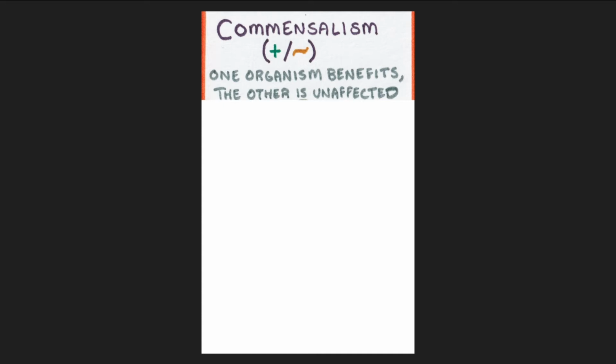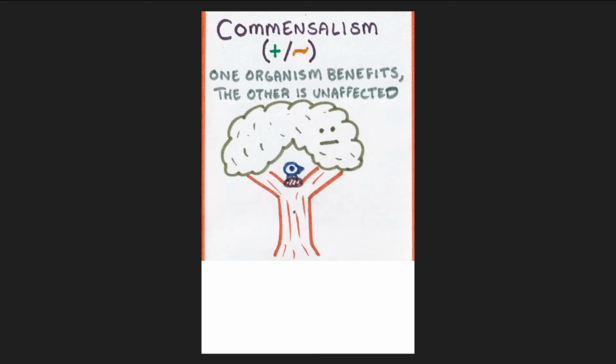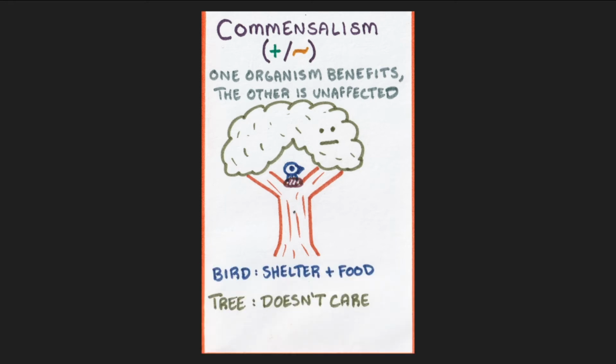So in a commensalistic relationship, one organism gets something really great out of the deal and the other could care less. Best example, a bird that nests in a tree. So again, for this drawing, it's pretty simple. Basically just draw the letter Y, draw the bird in the fork of the letter Y, and then draw an ugly cloud above it. So you'll see the bird gets shelter and food, and the tree doesn't care.